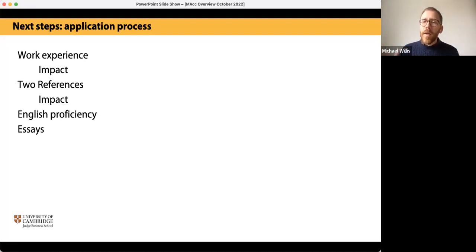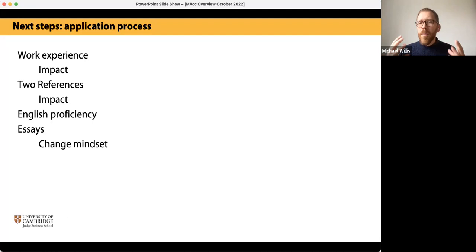Essays. We have 2 essays in the application, and both of these essays have to do with change. They're designed to give you an opportunity to tell us how you think about change, how you have approached change in your career, and your experiences with change. So we're trying to get a sense of your mindset and attitudes towards change through the essays.